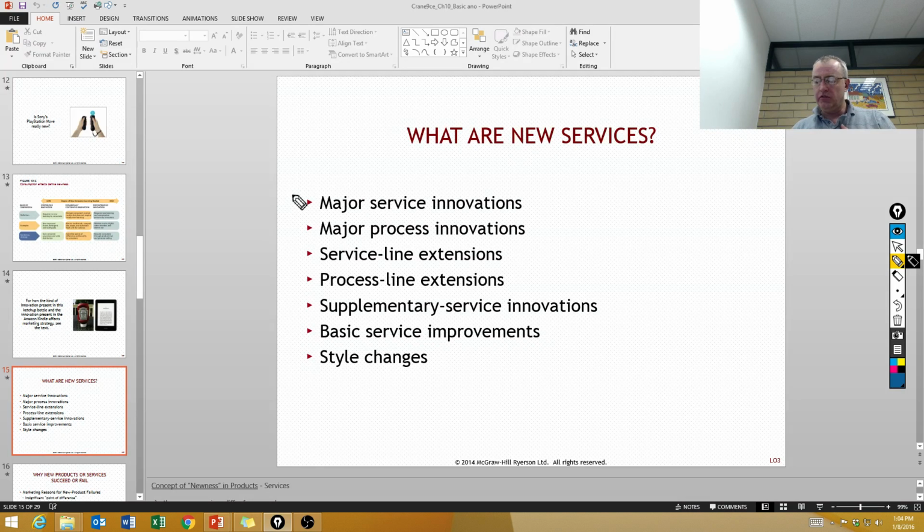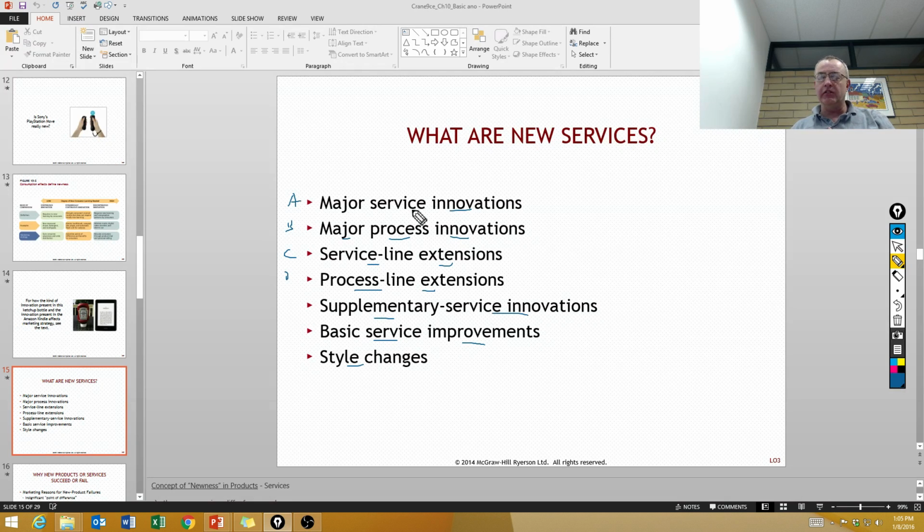Okay, so the book goes through a list of 6 different types of new services. 6? Or was it 7? Oh, 7. Sorry, 7. I can't count. 7 so-called major service innovations, major process innovations, and some of these are a little bit hard to distinguish. Service line extensions, process line extensions, supplementary service innovations, basic service improvements, and style changes. So I have some examples of these.